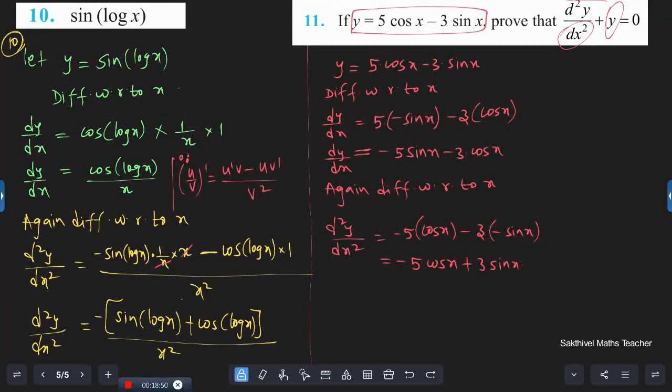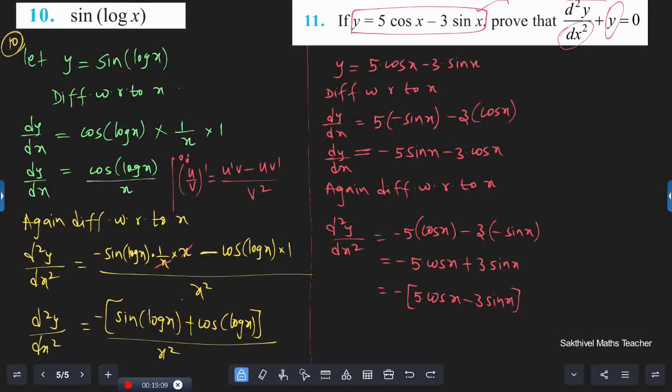Means the y term I need. What is y? 5 cos x plus 5 cos x minus 3 sin x. So if you take the minus from here, you will be getting the y, I hope. You take the minus, so that minus 5 became plus 5 cos x, and plus 3 became minus 3 sin x.